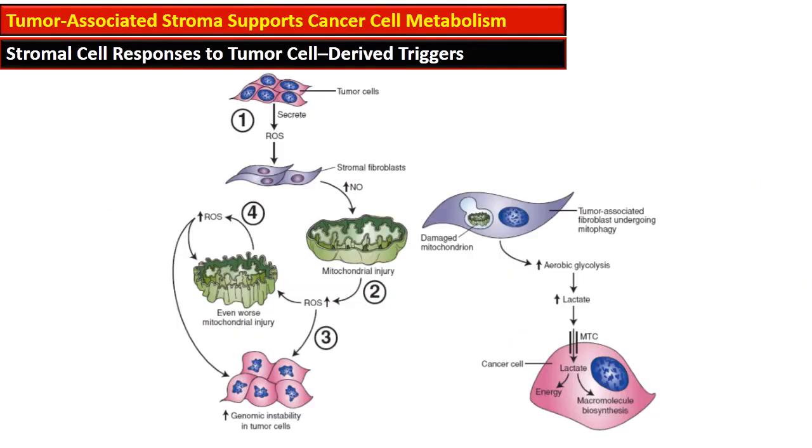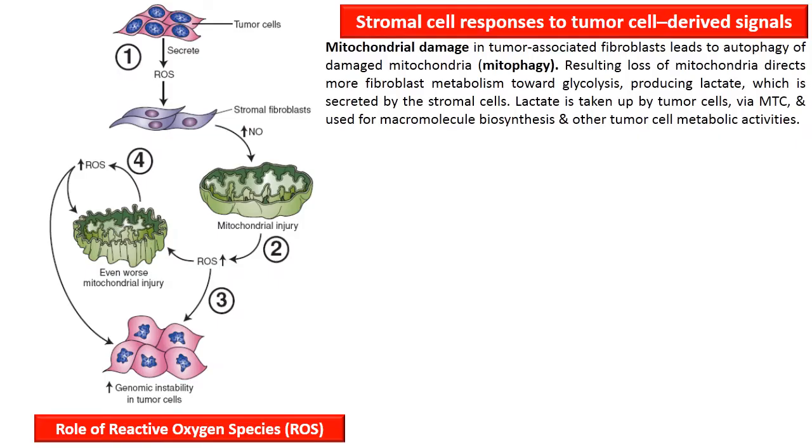The Warburg effect describes the tumor cell metabolism, but tumor cells are not living in isolation. They have got their neighbors that are the stromal cells. That is the important component of the tumor, the stroma. The tumor cell metabolism creates an environment of increased reactive oxygen species. So what is the mechanism of the action of these tumor cell derived signals on the stromal cells?